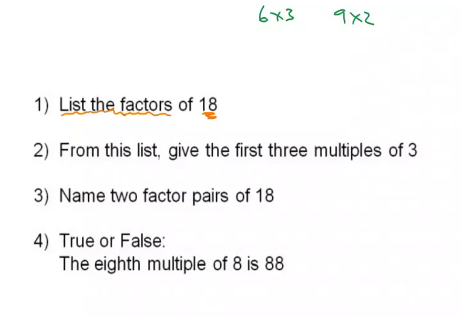But then you might even be missing 18 itself and 1, because remember, 18 times by 1 is also 18. And very often people forget about the 1. They might list the 2, the 3, the 6, the 9, and the 18, and they forget about the 1.